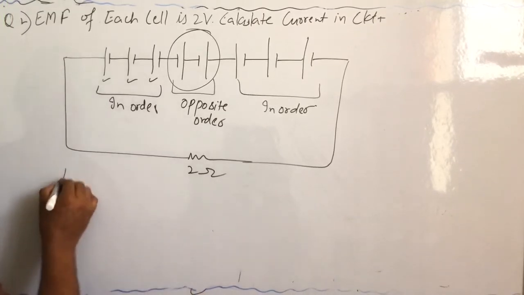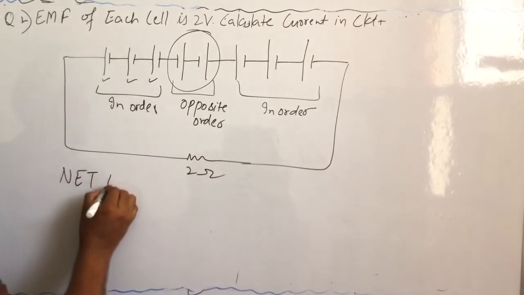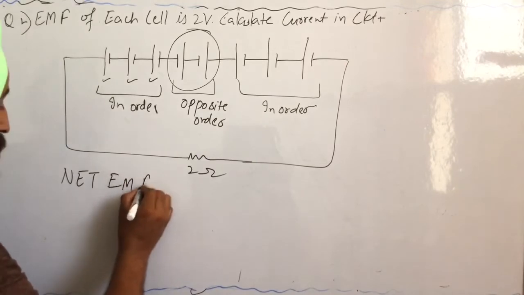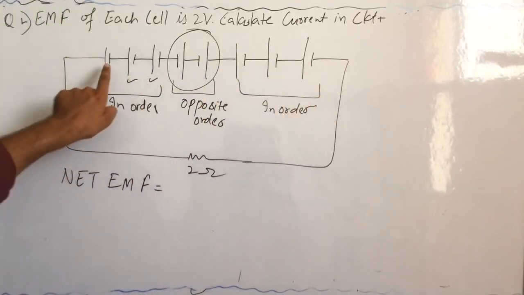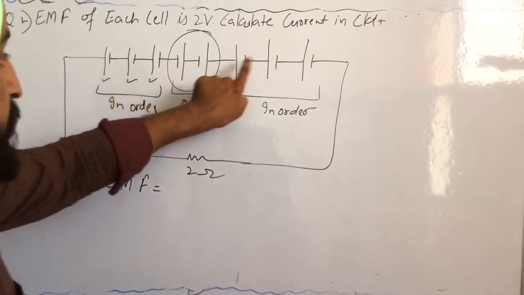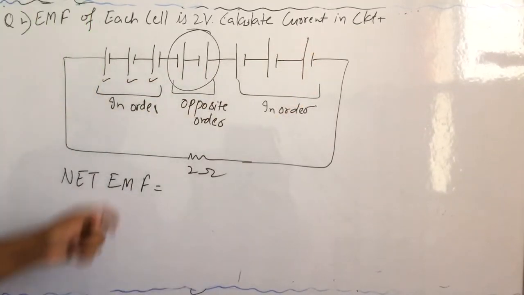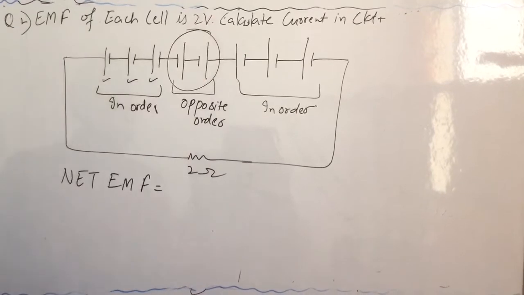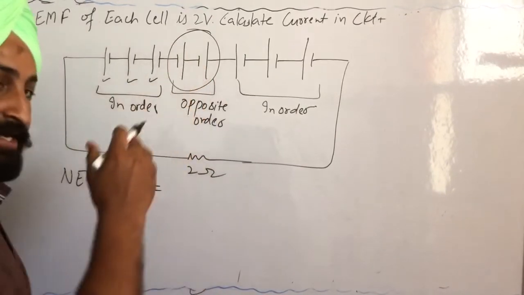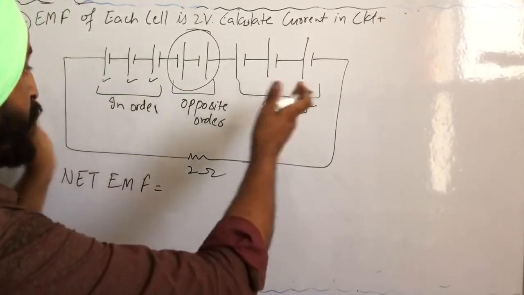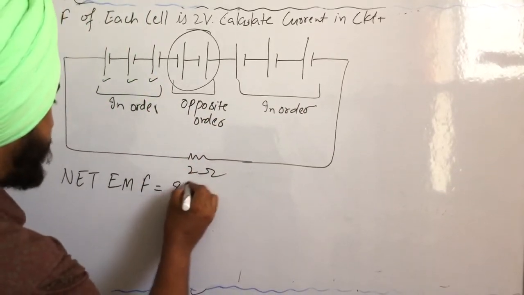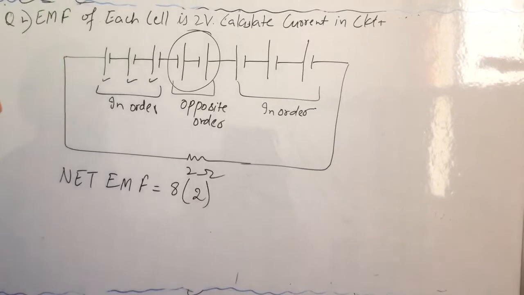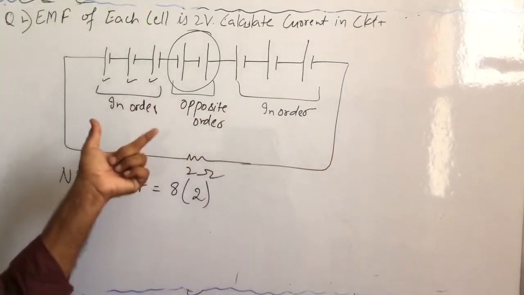So the net EMF would be equal to, how many batteries are these? These are 1, 2, 3, 4, 5, 6, 7, 8 batteries. EMF of each is 2 volt. So what would be its net EMF if all of these are connected in order? It would be 8 into 2. Fine. But now two are connected out of order.